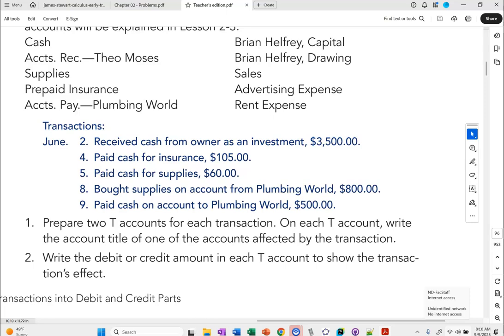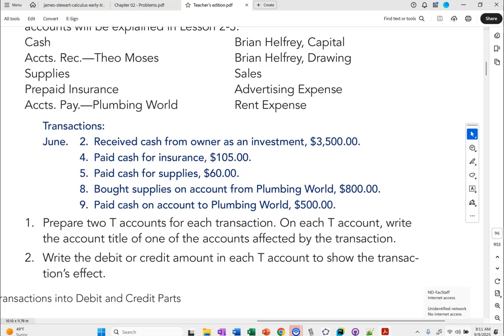For June 4th, you have prepaid insurance and cash. You have 105 on the left for prepaid insurance and 105 on the right for cash. Does it matter which one you list first or second? It does not. Okay, just making sure. Fair question. Again, none of us have done this before.